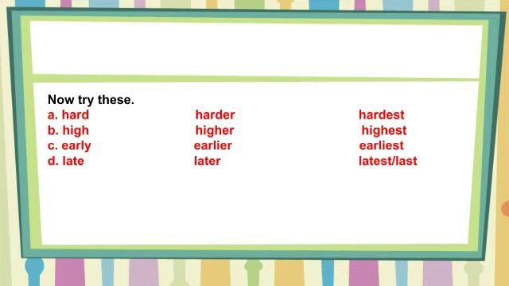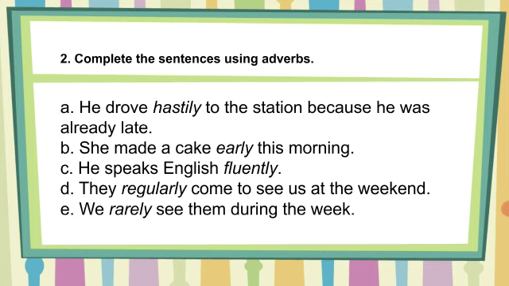Hard, harder, hardest. High, higher, highest. Early, earlier, earliest. Late, later, latest, and last. Okay, you have to complete these sentences by using adverbs. He drove hastily to the station because he was already late. She made a cake early this morning.